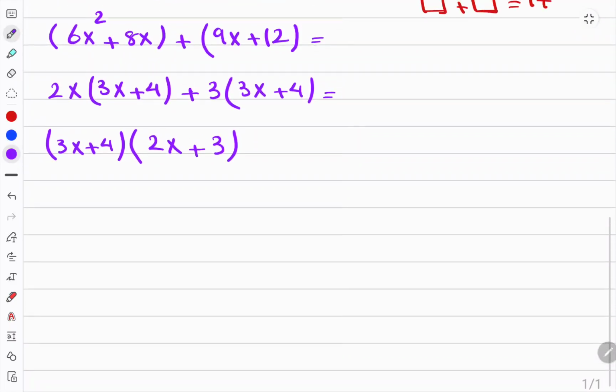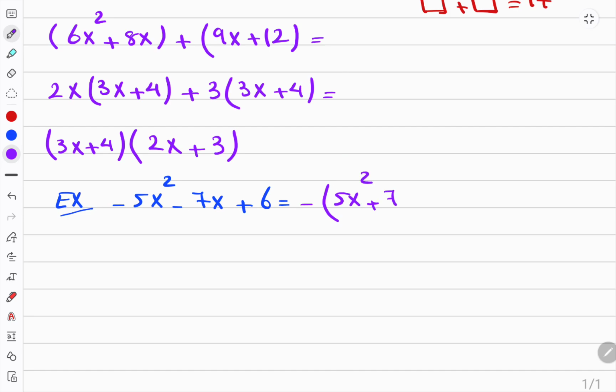Okay, and how about this one? Minus 5x squared minus 7x plus 6. First of all, I'm going to get rid of this negative sign by factoring out negative, or minus 1. So, minus 5x squared plus 7x minus 6.